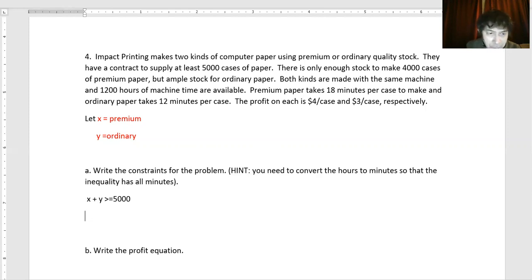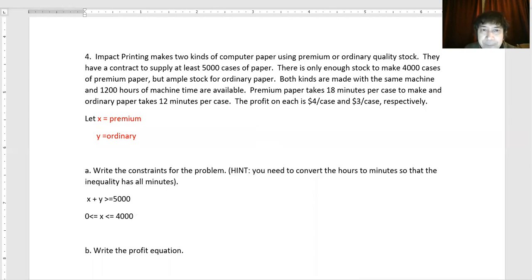I wonder if the computer can accept that. 0 less equal, and then we're talking about the premium, and then less equal 4,000. It's something like this. So this is equivalent to X greater or equal to 0 and X is less or equal to 4,000. So we will have to do this in the graph later.